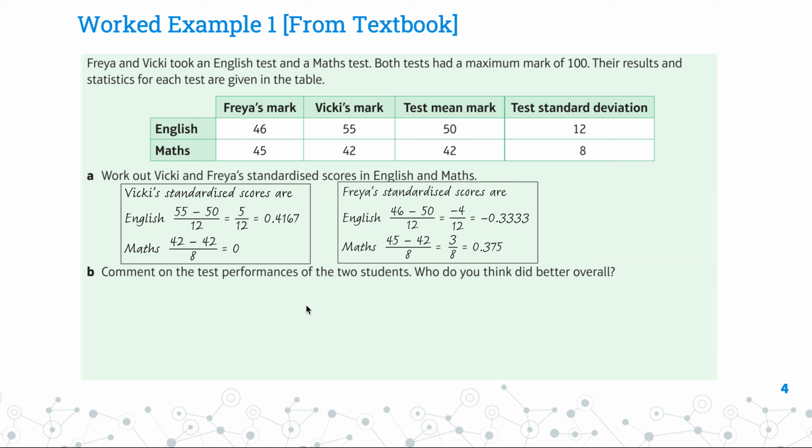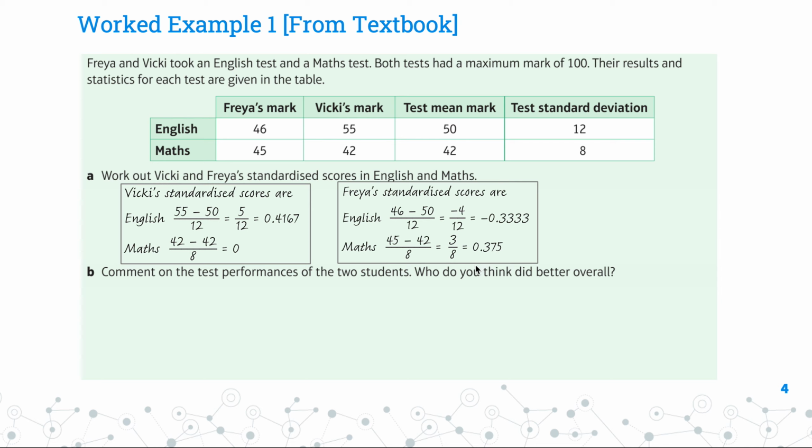Now let's do the same for Freya. So Freya's standardised scores, take her values, subtract the mean. Okay, and you can see on this one, she's actually got less than the mean in English. Okay, so that gives us -4. When we divide by 12, that gives us -0.3 recurring. But we don't have to write recurring, we can just give it to a decent amount of decimal places. So she's not done very well in English, she's below the mean. And in maths, she is 0.375 above the mean.